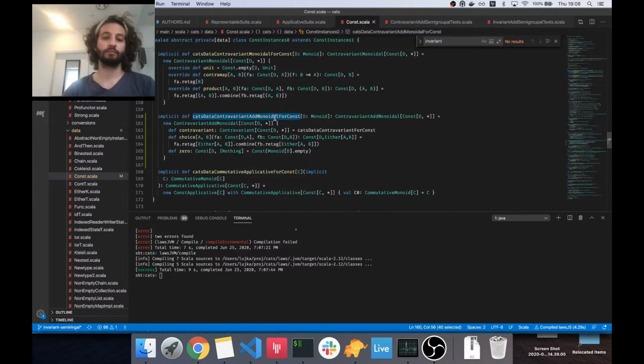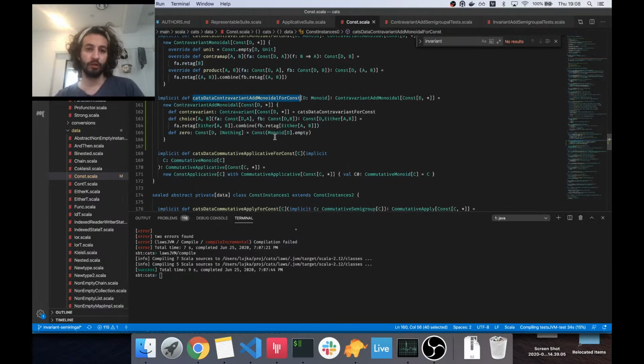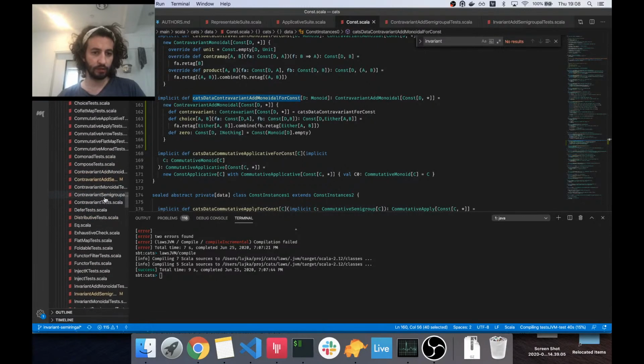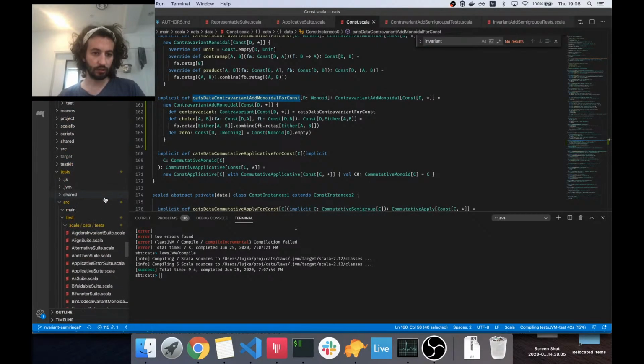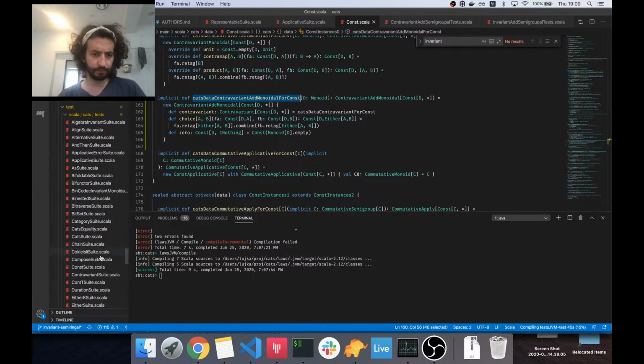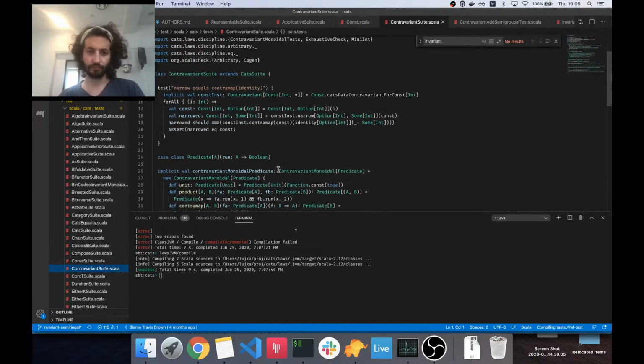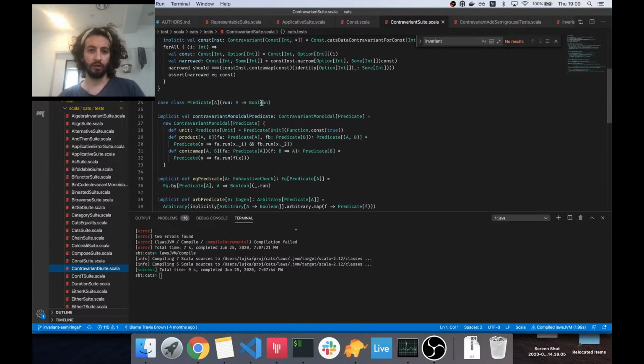Okay. That's okay. This is still good. We should check the laws for this. So we'll go into const tests. Oh, we don't have any contravariant add monoidal. Oh, that's annoying. How does this even work then? Okay, yeah, this is what I thought.